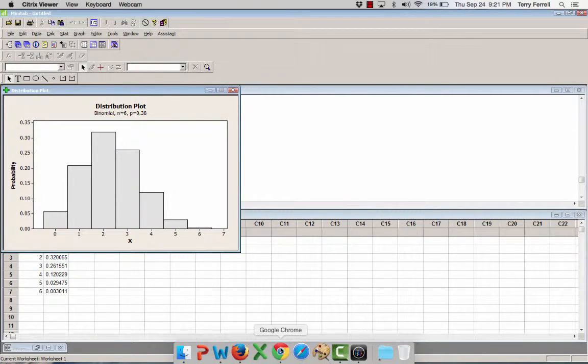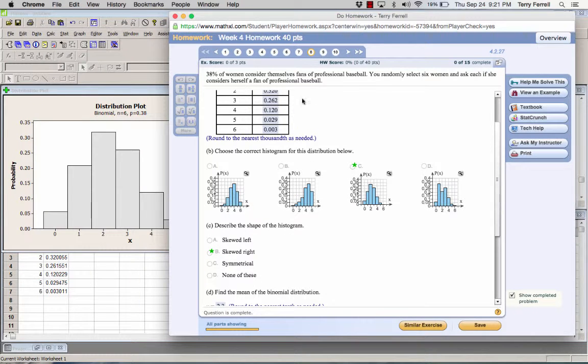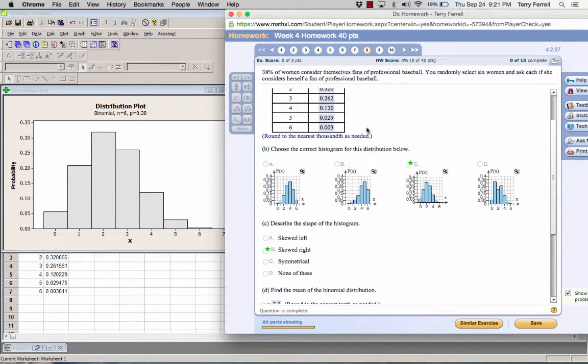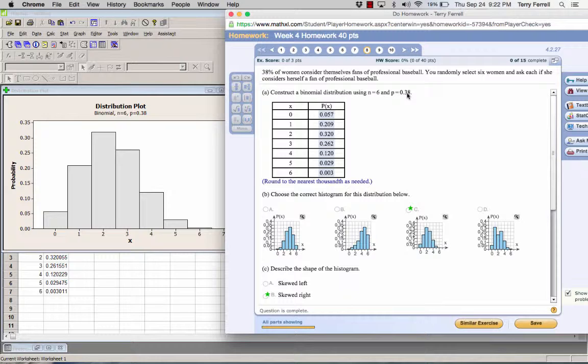Let's see if I can match it up. Well, I guess we have the answer here, but you would just match it to the one that looks closest to your graph. And this one is somewhat skewed right. Something to note, this one's kind of hard to tell. Just know if your p, your probability of success, was 0.5, this graph would be exactly symmetric. If it's less than 0.5, it's skewed.